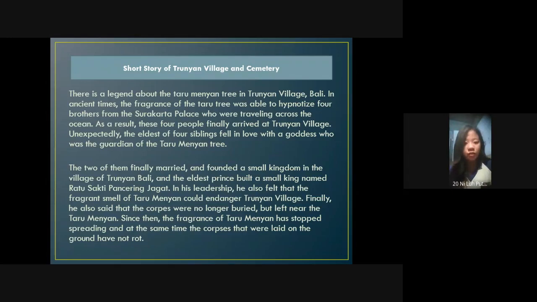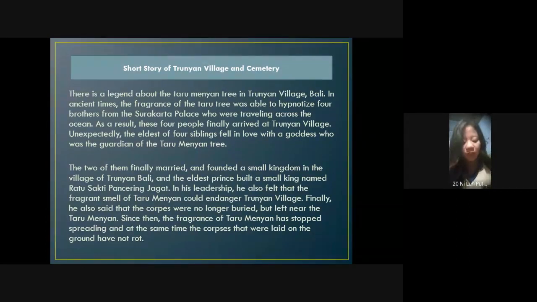I'm gonna tell you a short legend about Trunyan village and cemetery. It is up to you whether you believe it or not, but it is our mythology. There is a legend about the Tarumanyan tree in Trunyan village, Bali. In ancient times, the fragrance of Tarumanyan was able to hypnotize four brothers from the Surakarta palace who were traveling across the ocean. As a result, the four finally arrived at Trunyan village.